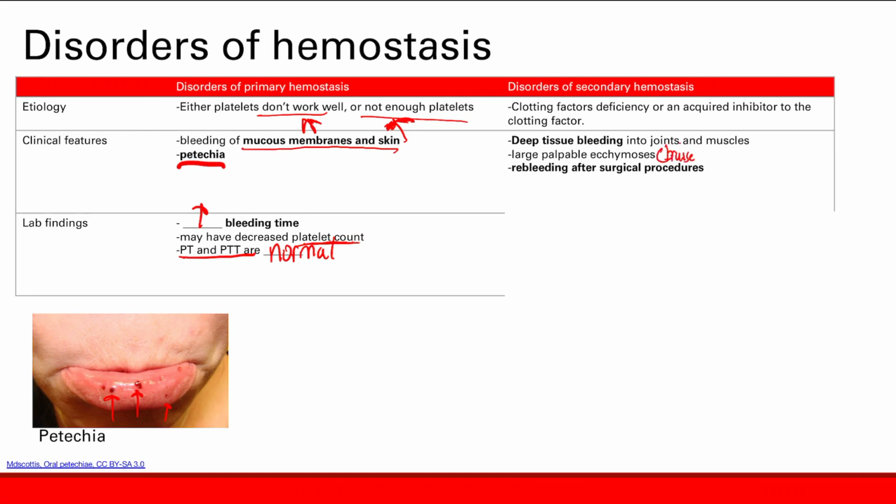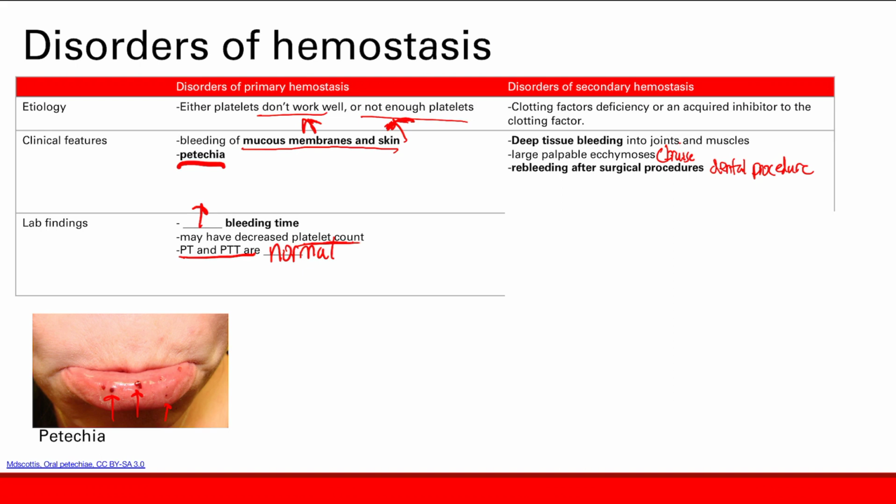And a bruise, what is a bruise? If you've ever had a bruise, it's like that. You have a larger bleed under the skin, and it's going to turn color as the blood cells break down, and that's why you get that bruising color, in large palpable ecchymoses. Okay, and then finally you can get rebleeding after surgical procedures, and especially what they talk about a lot is after a dental procedure, after wisdom tooth removal. You can get a lot of rebleeding, and that might be a sign of a disorder of secondary hemostasis.